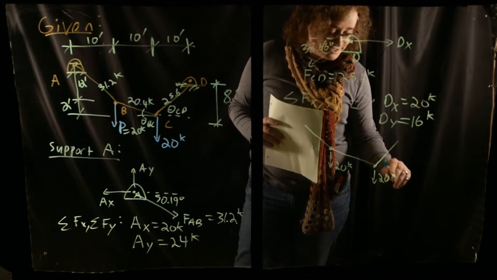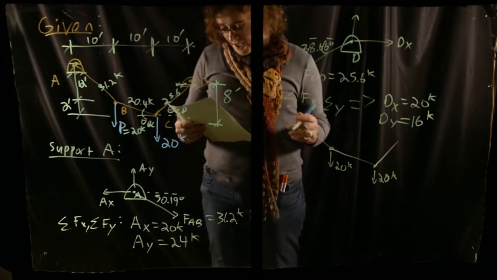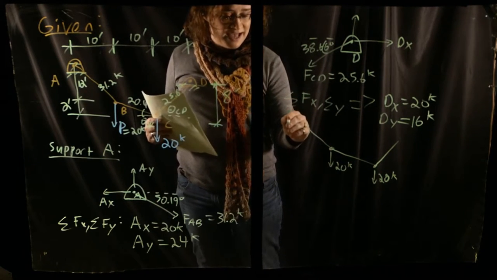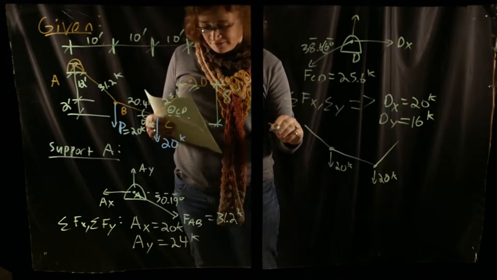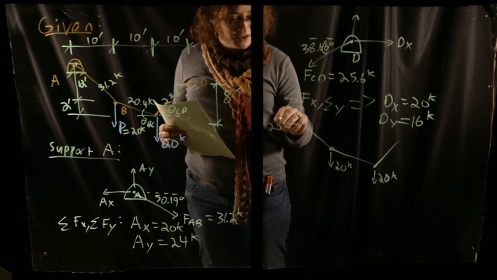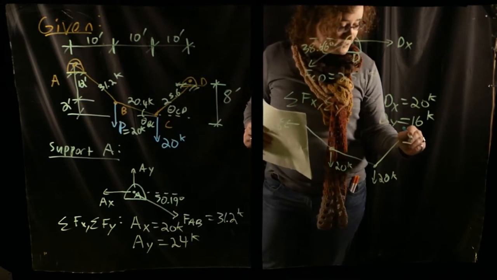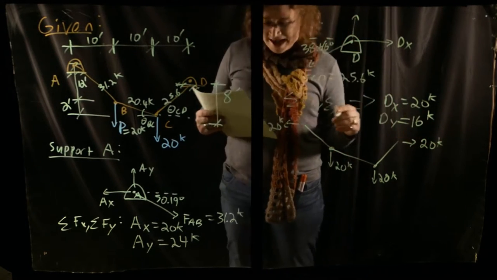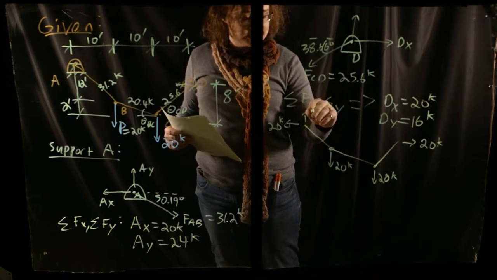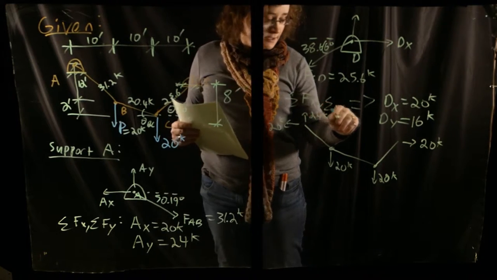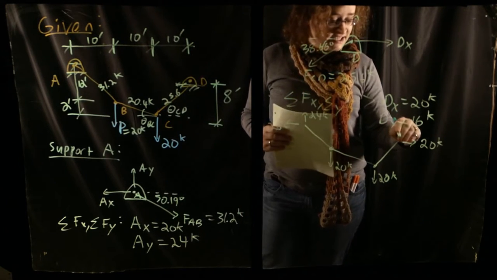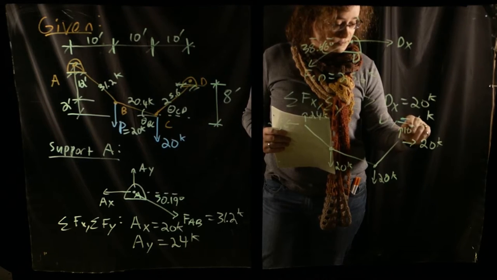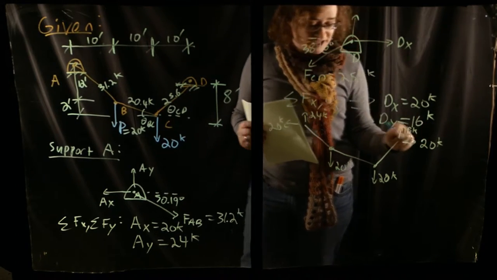Our given 20 kip force at C, and then our restraining forces, we have a force of 20 kips horizontal at both the supports A and D outward, and then we have a 24 kip force and a 16 kip reaction force in the vertical direction at D.